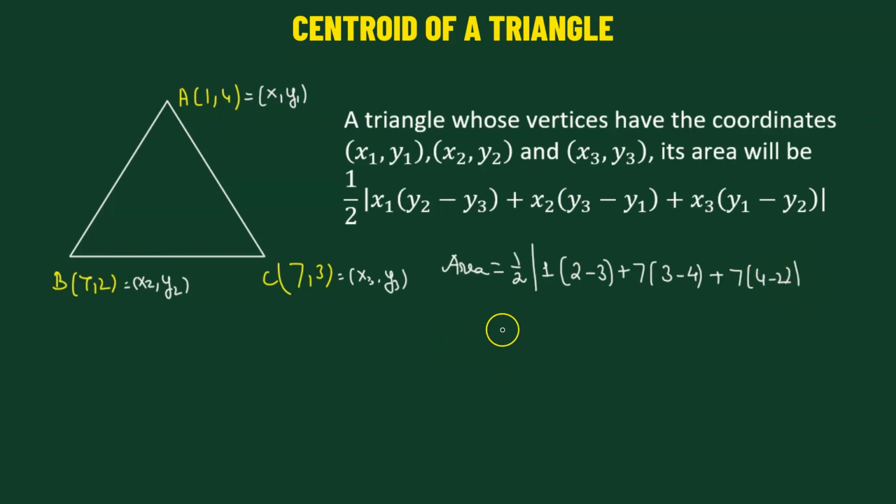Right. So this will be equal to 1/2 multiplied by the absolute value of 1 times (2 minus 3), so that's negative 1. Then we have 7 times (3 minus 4), so that's going to be negative 7. And then we have 7 multiplied by 2, so that's going to be 14. Fine. So let's find out this value. Here we have 14 minus 7, that's going to be 7, and 7 minus 1, that's 6. So we have the absolute value of 6 over 2. That comes out to be 3 square units. So this is going to be the area of the triangle.